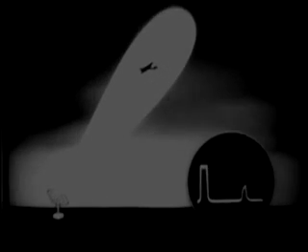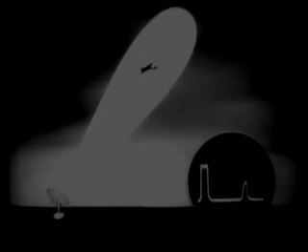It's the same on the other side of the beam. Minimum intensity, small pip. Maximum intensity, full pip, always letting you know when your beam is pointed directly at the target.